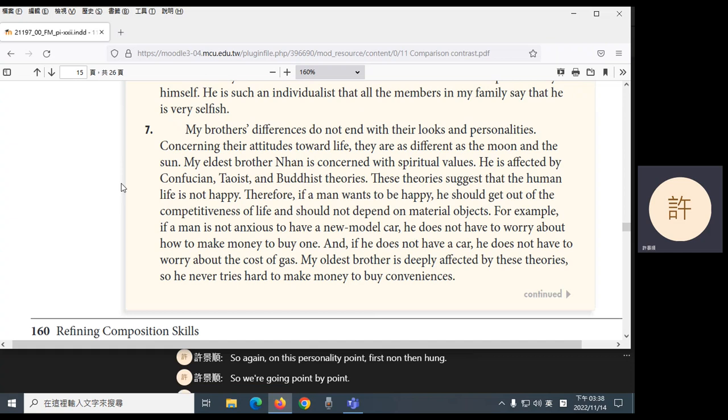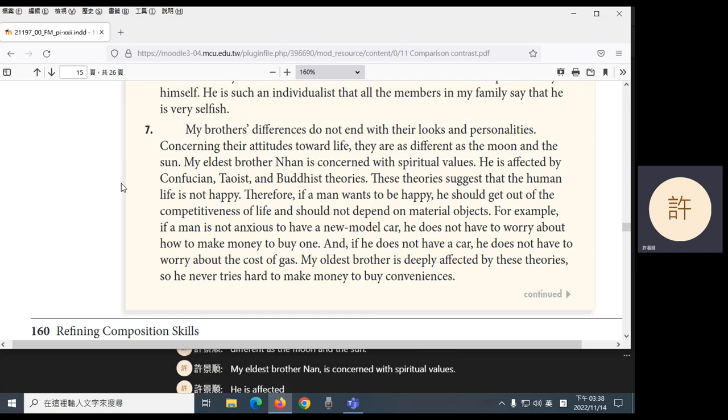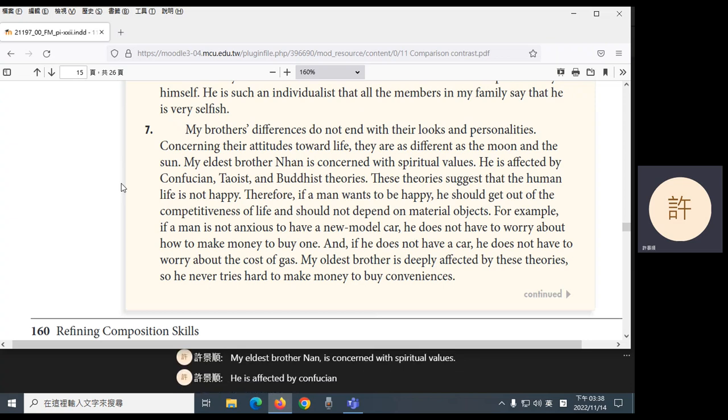And the last one is, I think, attitude toward life. "My brothers' differences do not end with their looks and personalities. Concerning their attitudes toward life, they are as different as the moon and the sun. My eldest brother Nan is concerned with spiritual values. He is affected by Confucian, Taoist, and Buddhist theories." Taoist is 道家.